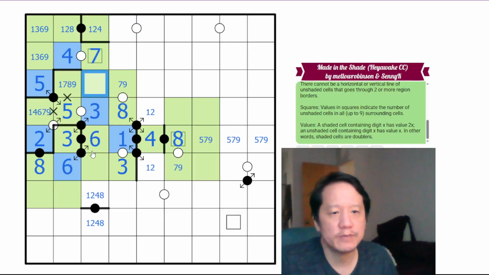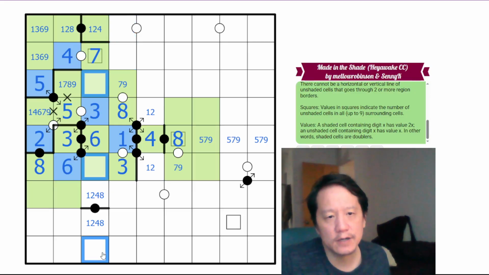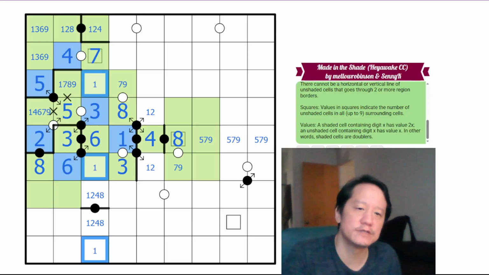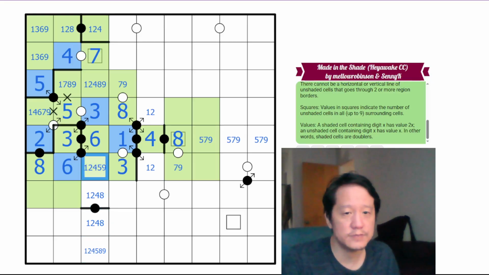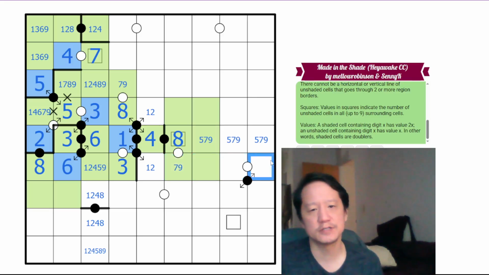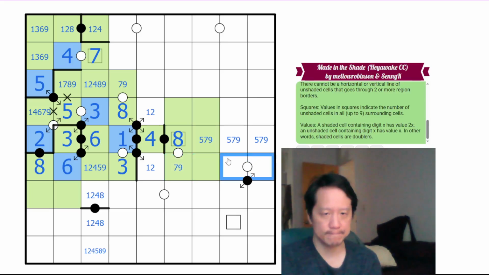Remaining digits in column 3 are 1, 2, 4, 8, 5, and 9. So no 8 here because of 8 in the row. No 5 here because of 5 in the row. Okay. These are consecutive. One of them at least is green.